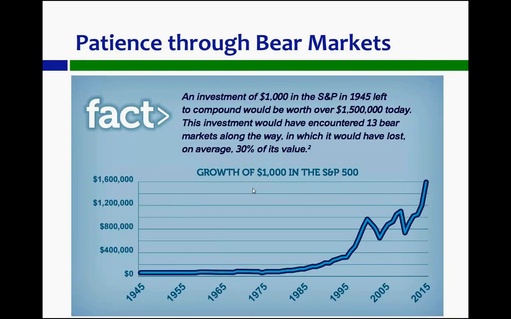And even if this is a bear market, and globally we're right on the cusp of that, in the U.S. not quite so from the S&P 500 and Dow standpoint, it's important to maintain patience and perspective. And this is a fact. Since 1945, if you had invested $1,000 in the S&P, that would be worth over $1.5 million today. But along the way, you would have encountered 13 different bear markets, 13 different periods in which you would have lost, on average, 30% of your money invested in the stock market.